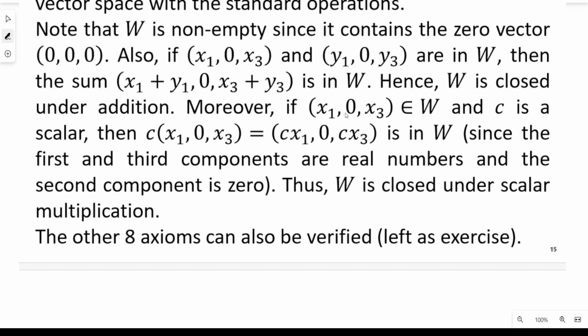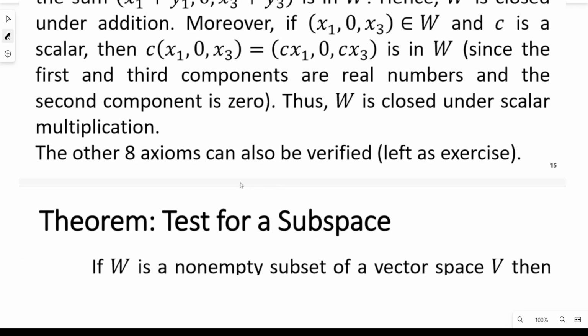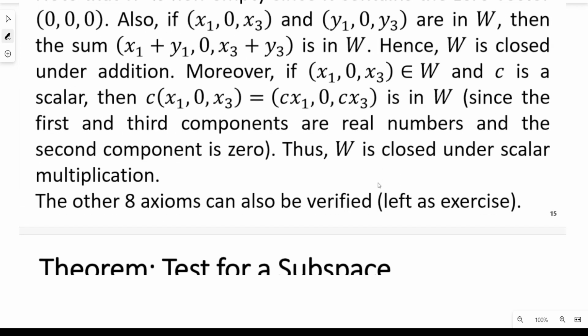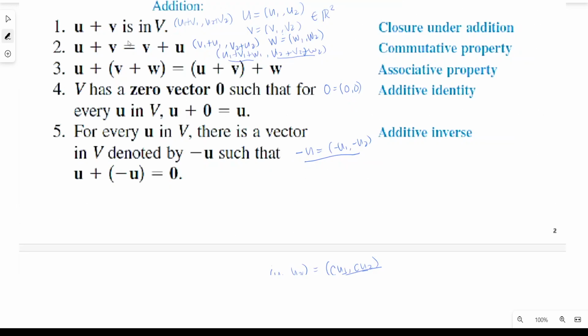Also, if we are going to multiply x1, 0, x3 with any scalar c, it would just be cx1, 0, cx3, and cx1 and cx3 are elements of R, so that this would still be an element of W, meaning to say that W is also closed under scalar multiplication. The other 8 axioms will be verified as an exercise, and to give you a hint on how to do it, it would be easy to show that the sum of two elements of R3 commutes, and it is also easy to show that it is associative. You'd consider the 0, 0, 0 as your zero vector and add it to any other vector in W, and you will find that the result would still be that particular ordered triple that you have chosen.